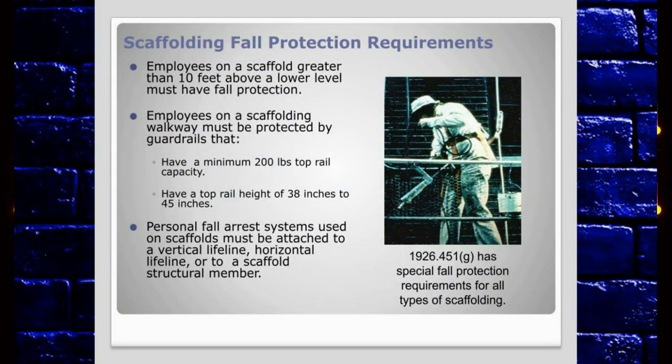Scaffolding fall protection requirements. Employees on a scaffold greater than 10 feet above a lower level must have fall protection. Employees on a scaffolding walkway must be protected by guardrails that have a minimum 200-pound top rail capacity, have a top rail height of 38 inches to 45 inches. Personal fall arrest systems used on scaffolds must be attached to a vertical lifeline, horizontal lifeline, or to a scaffold structure member.